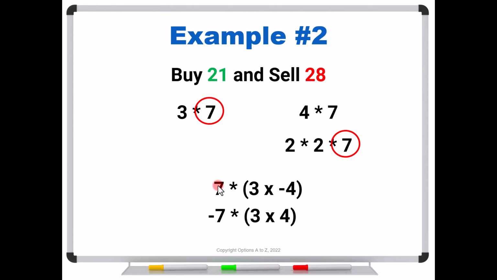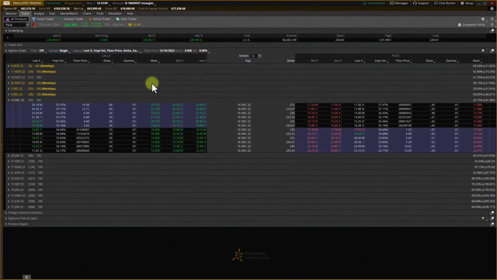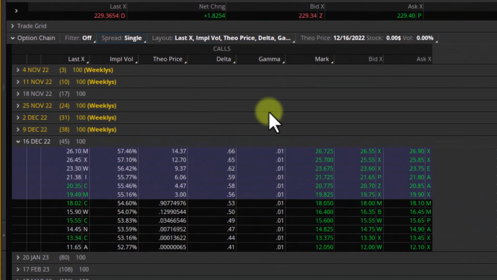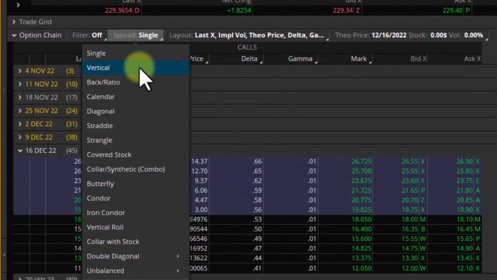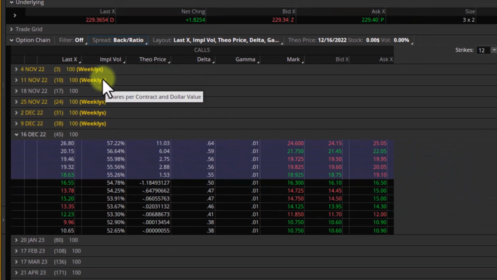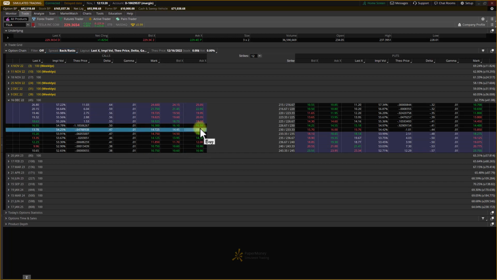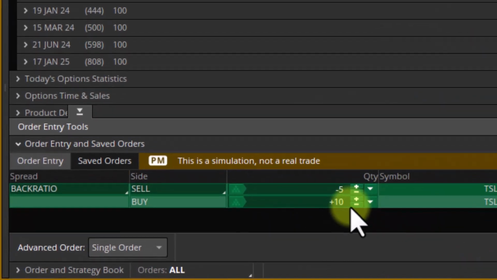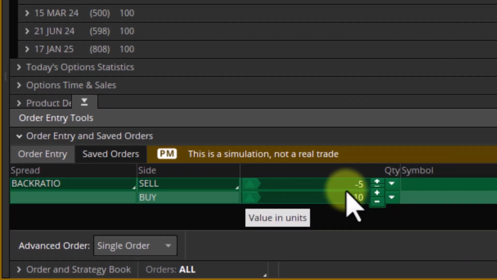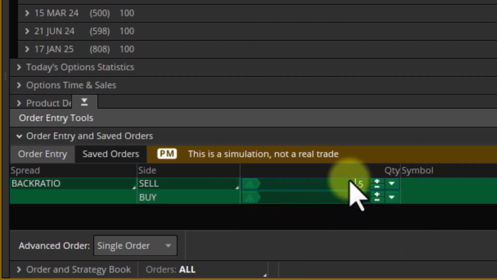So let's jump over to Thinkorswim and E-Trade and see how these brokers enter these ratio spreads for you. So now we're into the Thinkorswim platform. We can choose ratio or backspread right here. And let's say that we wanted to, I'm just going to pick a strike down here. I'm going to make changes down here. Let's use the example that we did before. Let's say that we wanted to buy 21, but we wanted to sell 28. So let's make that 28.